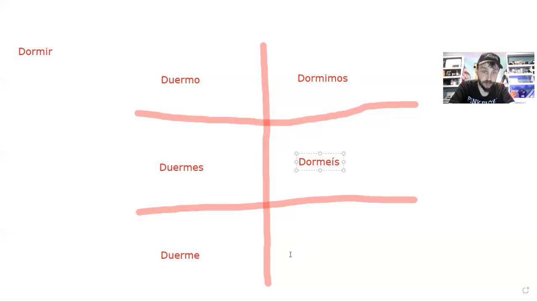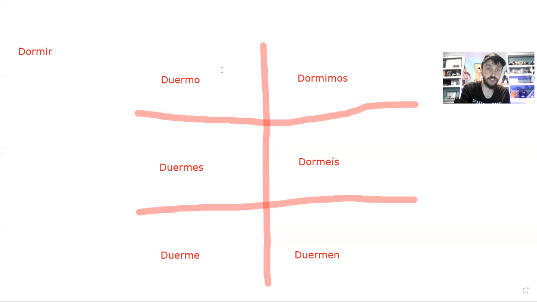And the ellos, ellas, y ustedes form has the stem change tied in. It's duermen. See that? See, there's a difference between dormir and duermo. It is a stem changing verb. The stem changes occur in the yo form, the tú form, the él, ella, y usted form, and the ellos, ellas, y ustedes form. But notice where stem changes don't occur: the nosotros and the vosotros form.